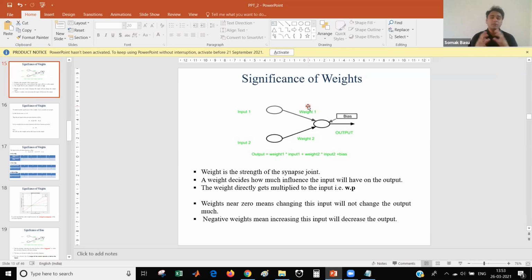So it basically depends on us, and there is no formula which will tell you the number of hidden layers to use. It's up to you. It's basically decided on trial and error.